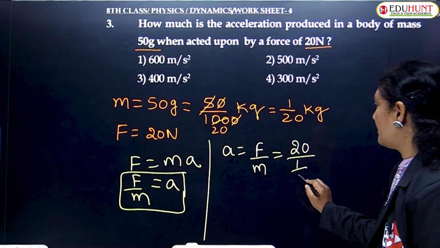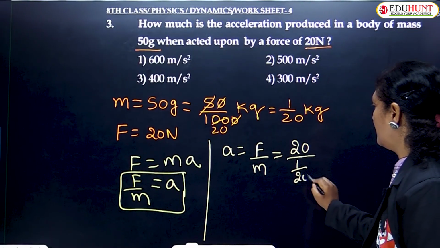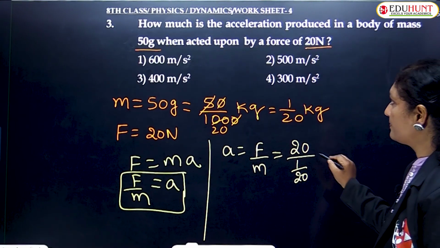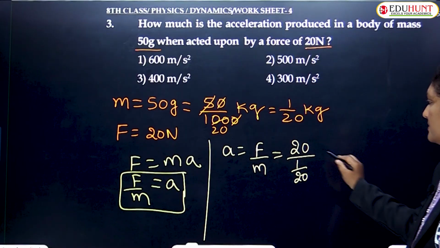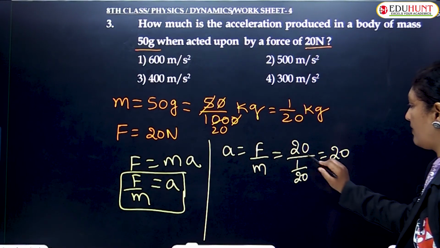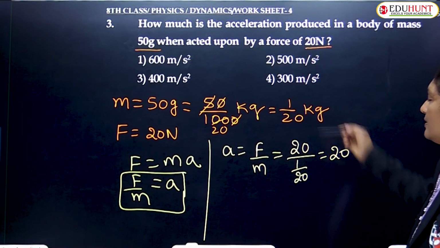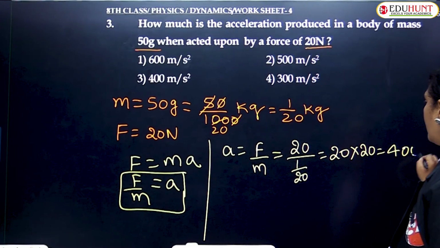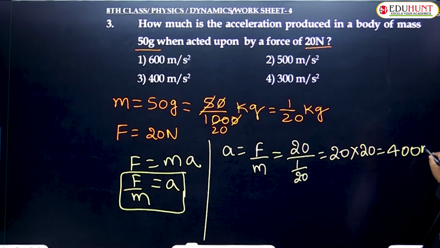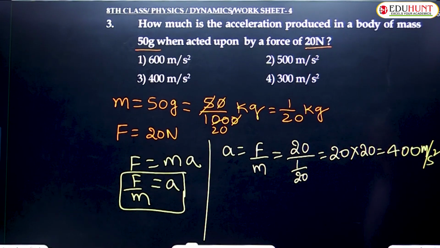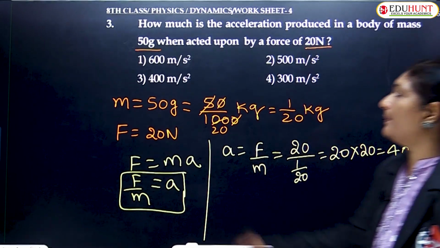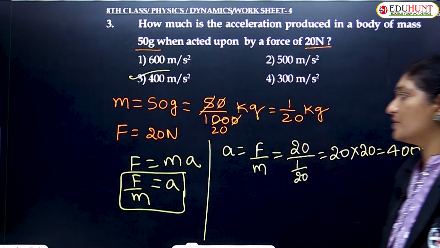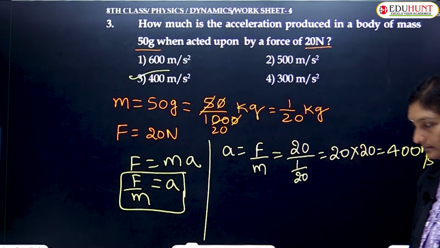How much is the mass? 1 by 20 kg. Okay, so based on that, you can simplify this. 20 and 1 by 20, the reciprocal will go up, so 20 into 20. The answer is 400. The unit of acceleration is meter per second square, so 400 meter per second square. So the third option is the right answer.